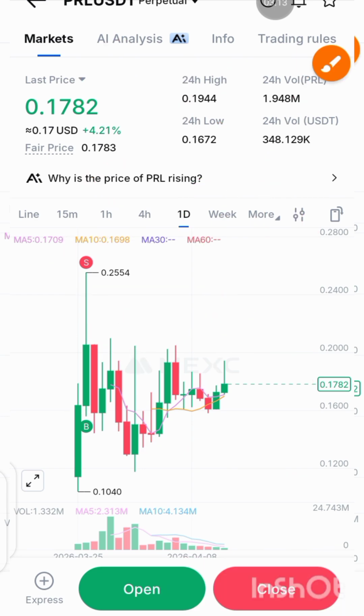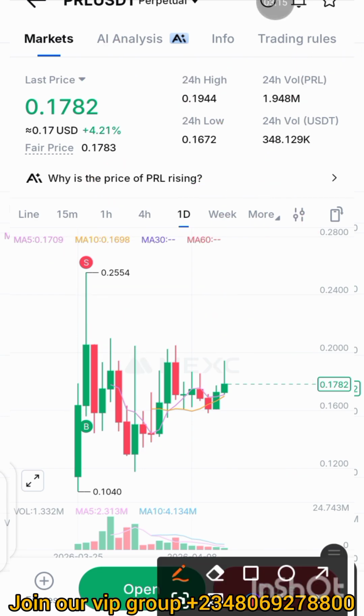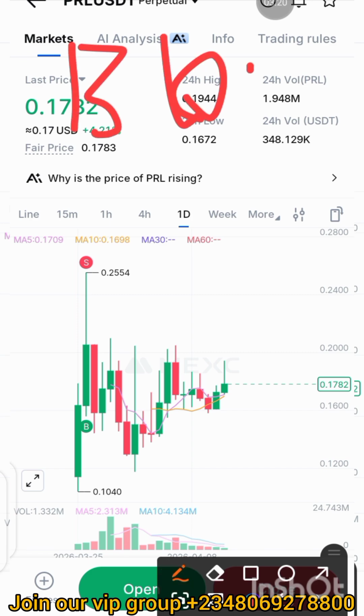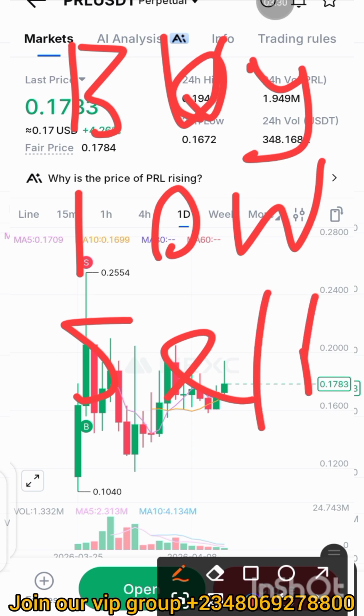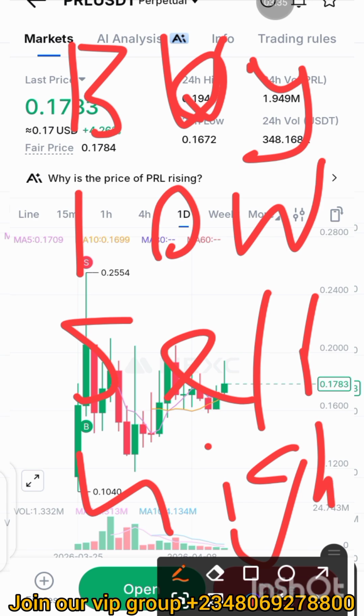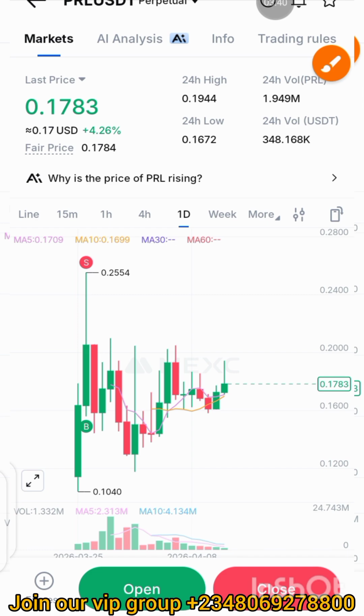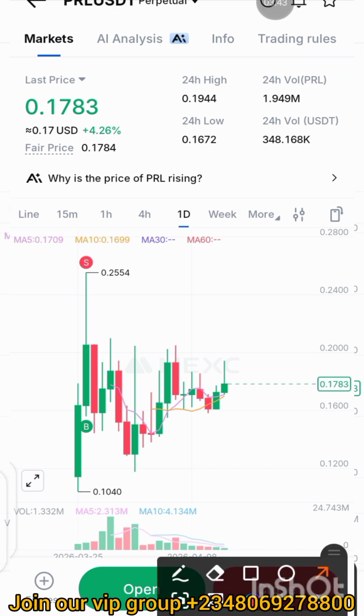This is what it means when you buy low, then you sell high. This is how you actually make money here. You can see my own example here, where I longed from here and this is where I sold.